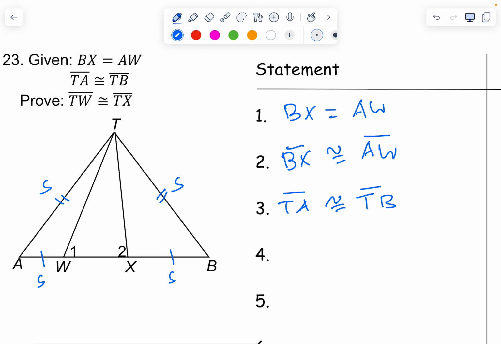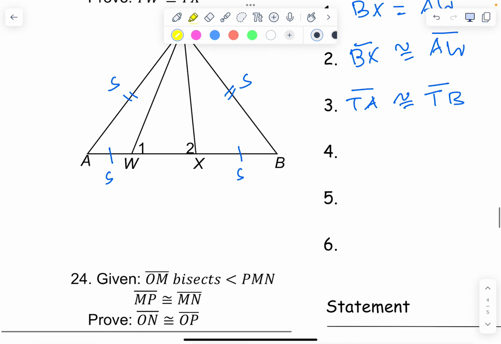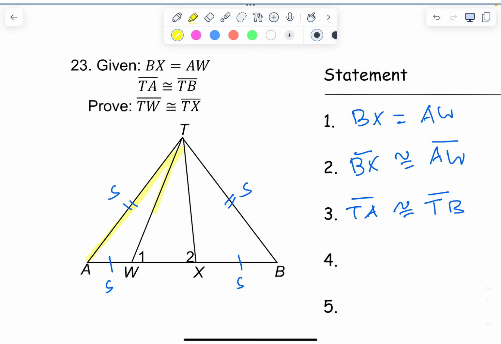So my final goal is to make TW and TX. So let's go ahead and highlight my two triangles. So we know for sure it is a small triangle on the left and small triangle on the right.